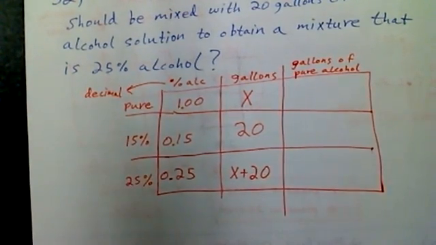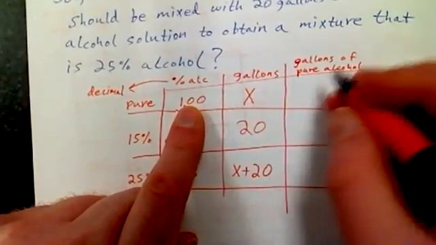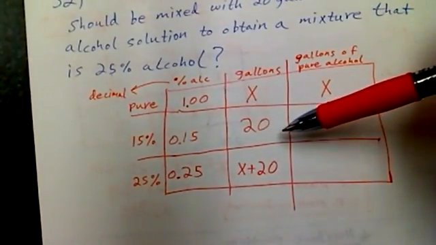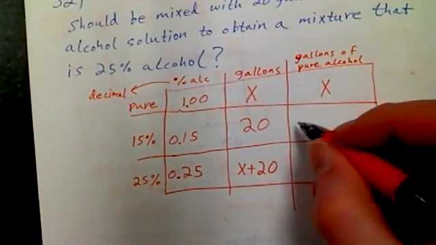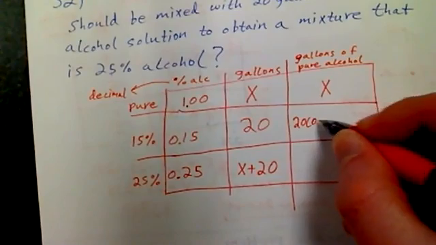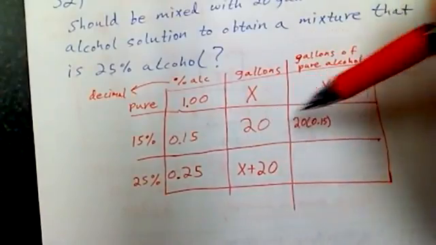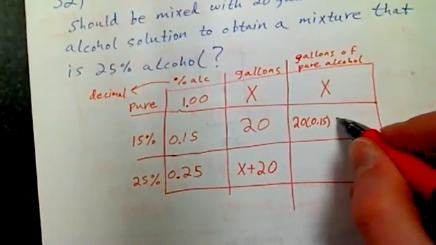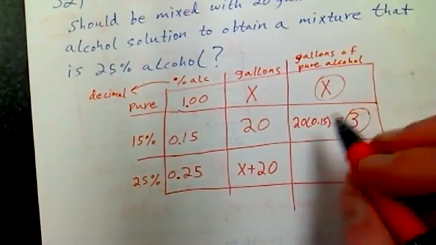Now, gallons of pure alcohol, how do I figure that out? Well, if I have X gallons of pure alcohol, then I have X gallons of pure alcohol. Now, if this 20 gallons right here is 15% alcohol, how could I figure out how much of that is pure alcohol? Well, that's just from multiplying, right? Just like 1 times X is X, 0.15 times 20 should give me how many gallons of pure alcohol are in that entire mixture, okay? That's going to end up being 3, okay? So I'll circle that, the ones I'm going to use.